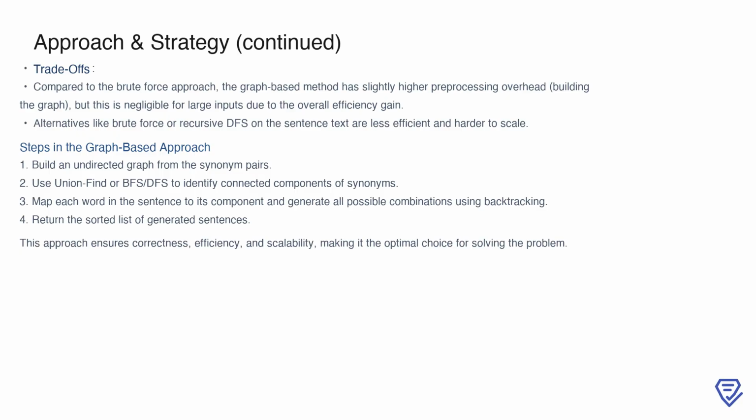First, we build an undirected graph using the synonym pairs. Second, we use UnionFind or BFS/DFS to identify connected components of synonyms. Third, we map each word in the sentence to its corresponding connected component and use backtracking to generate all possible sentence combinations. Finally, we return the sorted list of these generated sentences. This approach ensures correctness, efficiency, and scalability, making it the optimal solution for solving the synonymous sentences problem.